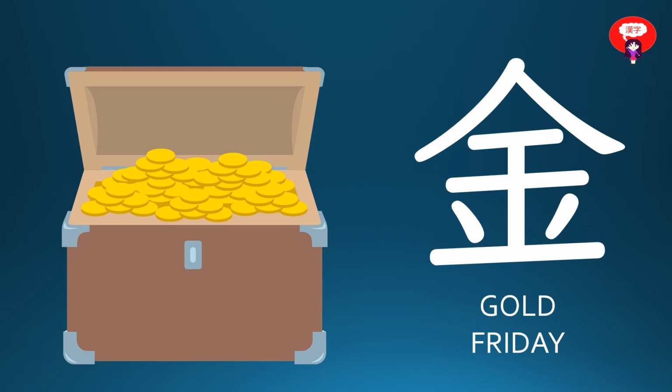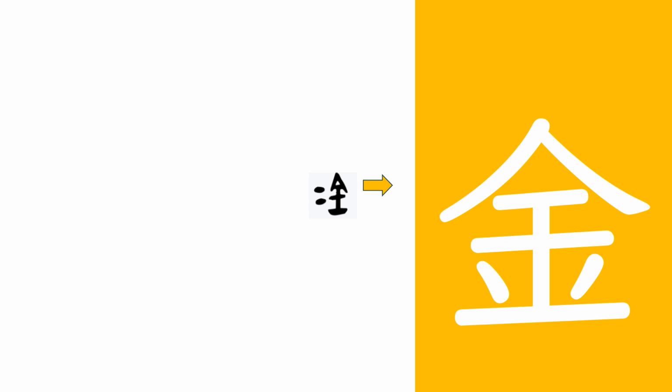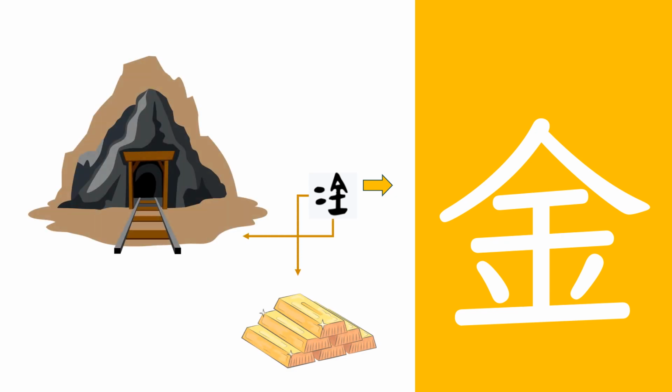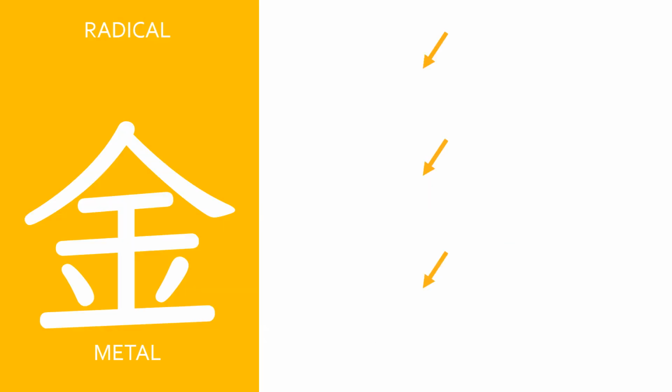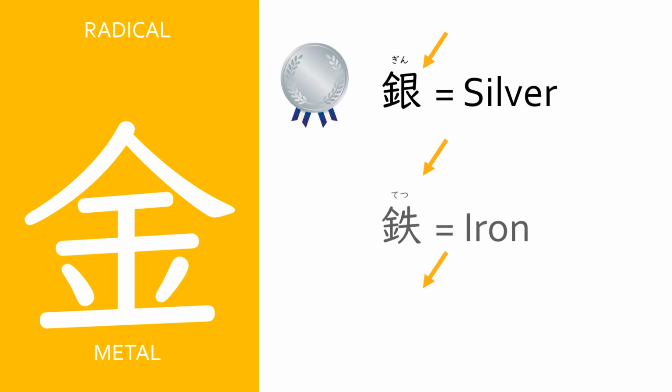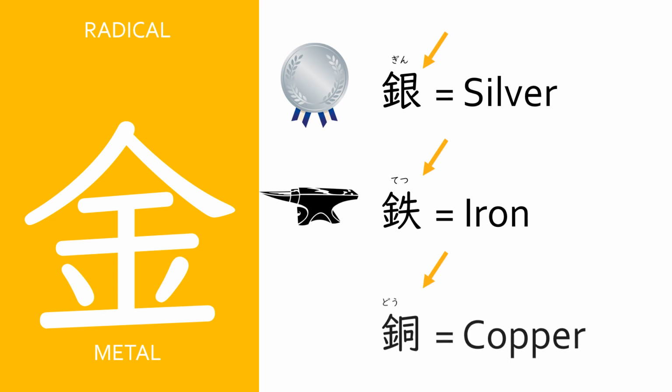How about gold, or Friday? This kanji for gold was formed with the kanji of soil plus 2 dots to represent the metal nuggets. When this kanji is used as a radical, it actually gives the meaning of metal. We can see it in the examples of silver, gin, iron, tetsu, and copper, do.